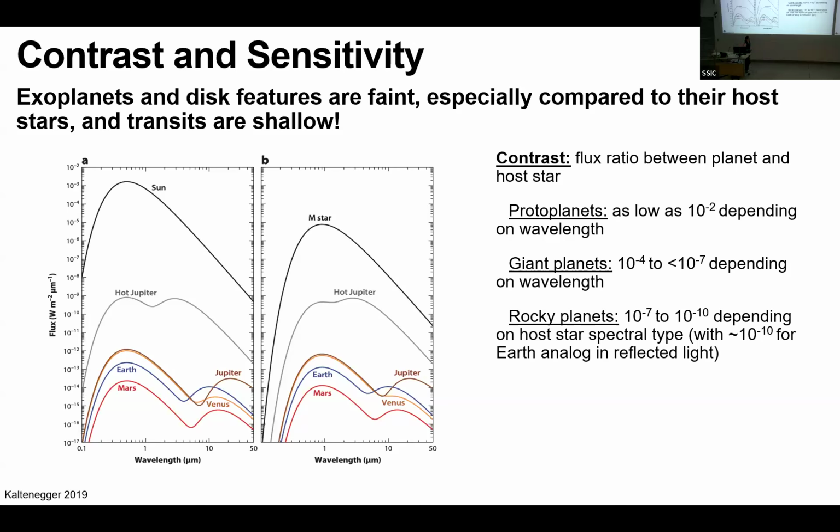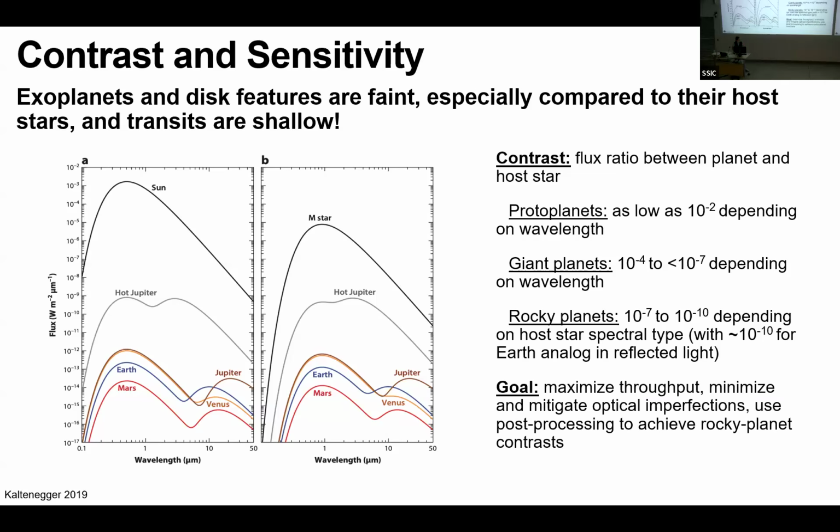In terms of sensitivity, if you do a quick back of the envelope for how many photons you would expect to receive from a rocky planet, say at J band, you could be looking at something like a handful of photons per second. So this motivates large apertures and high throughput. So some goals here are maximizing throughput, minimizing and mitigating optical imperfections, and developing post-processing strategies to actually achieve rocky planet contrast.